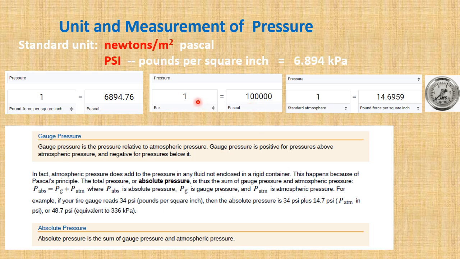But how strong is a bar? It's basically 1 atmosphere pressure, a little bit less, because atmospheric pressure is 101.3, going up and down with temperature and pressure, but roughly this number. So 1 bar is roughly atmospheric pressure. And then, of course, standard atmospheric pressure is about 101.3 kilopascal. Converted to PSI, it's like 14.